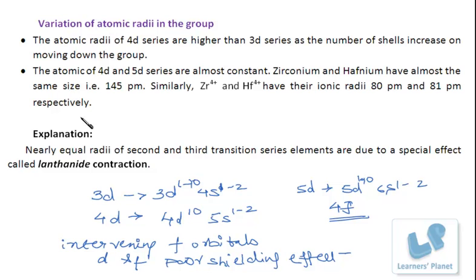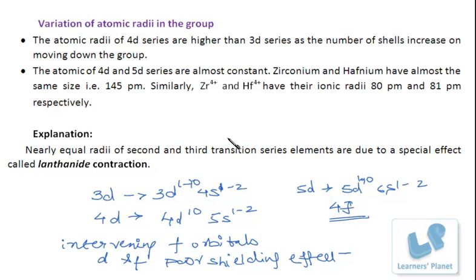It is nearly equal radii of the second and third transition series, that is 4d and 5d, due to the special effect called lanthanide contraction. We'll be discussing this lanthanide contraction when we discuss lanthanides and actinides. But the reason is the same. Because of the intervening f orbitals, the shielding effect decreases and the effective nuclear charge increases. Right? The second and the third transition series. So this is how the atomic radii of transition elements vary along the period and along the group.